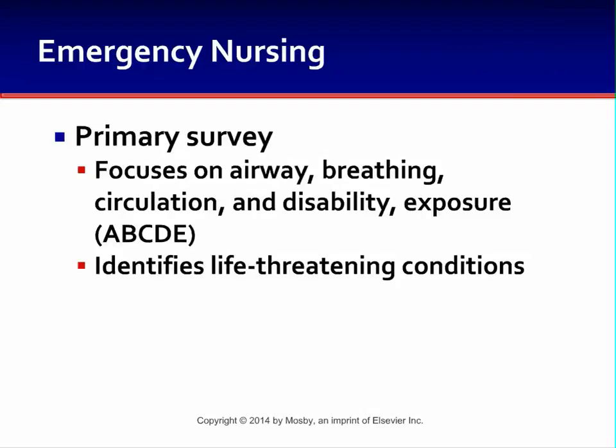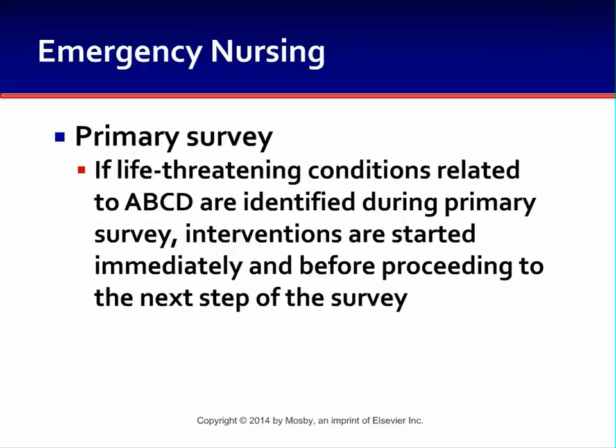The primary survey focuses on airway, breathing, circulation, disability, and exposure, and identifies life-threatening conditions. If life-threatening conditions related to ABCD are identified during the primary survey, interventions are started immediately, before proceeding to the next step of the survey.